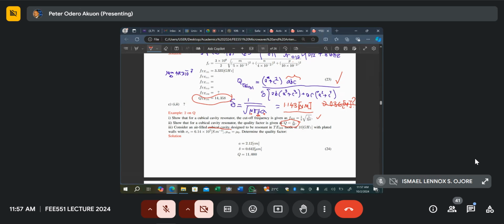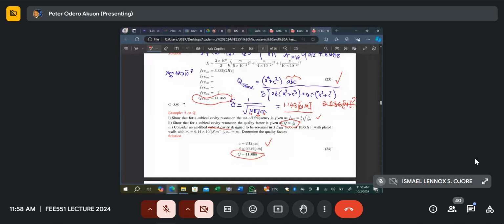If you know how to do the one for a cuboid, then it's easier to reduce it to the cubical one. But if your maths is good enough, you can easily calculate that. So you have A. Consider the cubical cavity with the plate there. Then determine the quality factor. You just have A given as 2.12. You can calculate the skin depth. You have the frequency, you have the conductivity, you have pi, you have mu, permeability, which is 4 pi times 10 raised to negative 7. So you can calculate the quality factor, and I think it is almost 11,000.